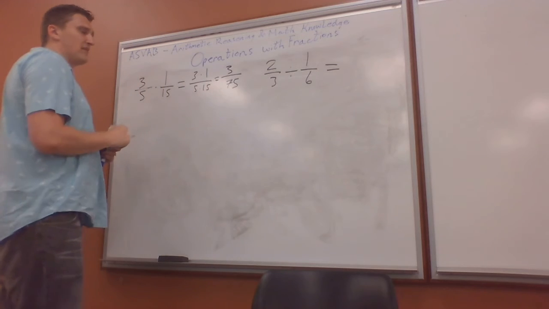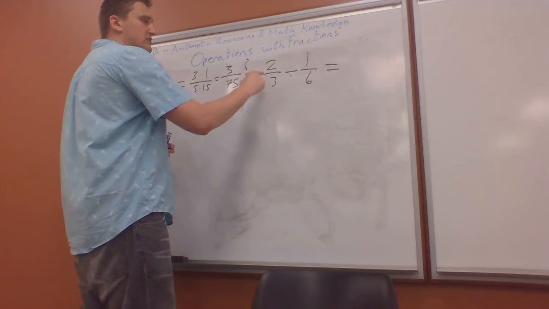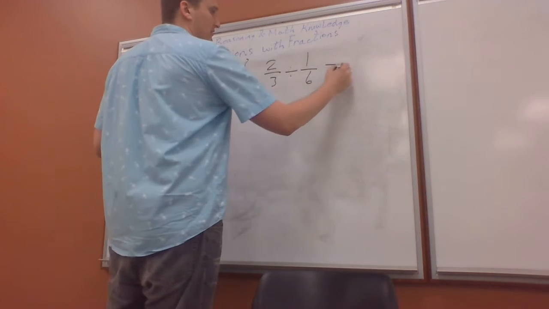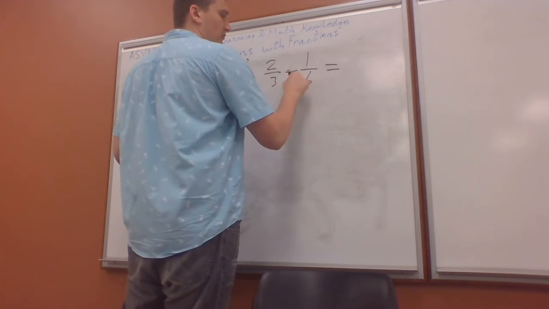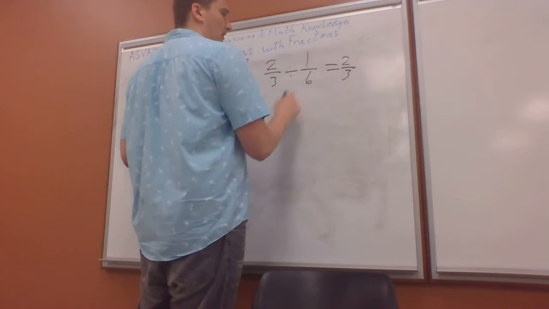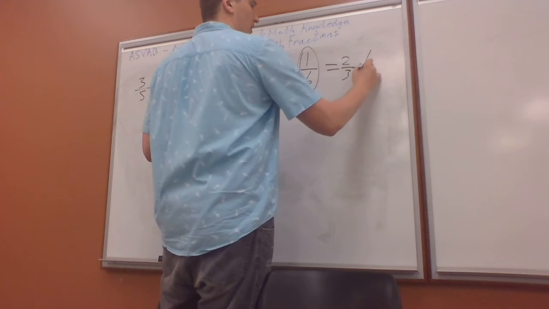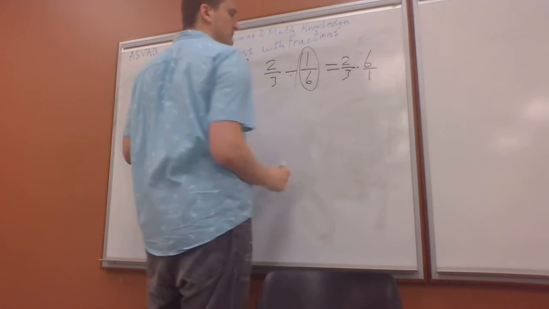So 3 over 75. Okay. Those are separate. So 2/3 divided by 1/6. Well, then I have to multiply by the reciprocal of that. So 2/3 stays the same. I flip this part. 6/1.